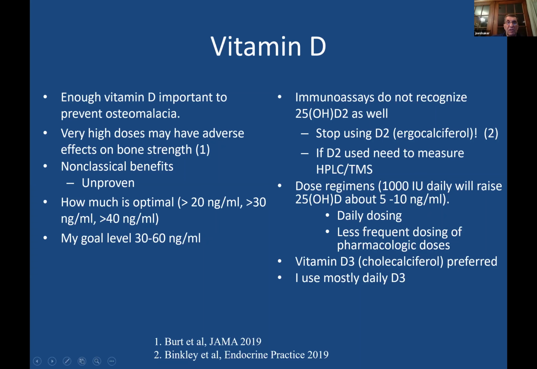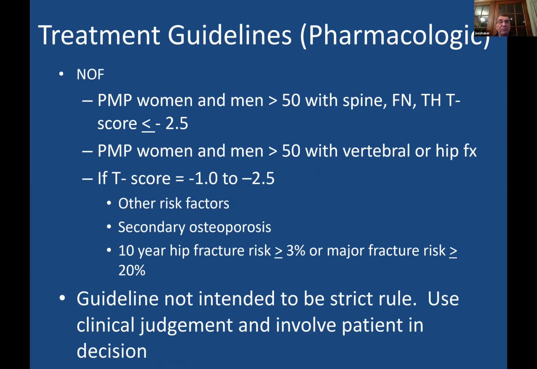So who should get drugs? Typically we say people who have osteoporosis by densitometry, people with fragility fractures. And if they're in that osteopenic range, in the United States, we use either a hip fracture risk of more than 3% or major fracture risk of more than 20% over the next 10 years by FRAX. So what are the drugs?